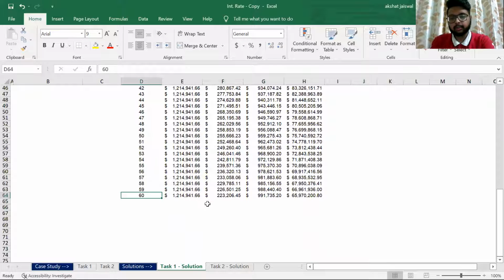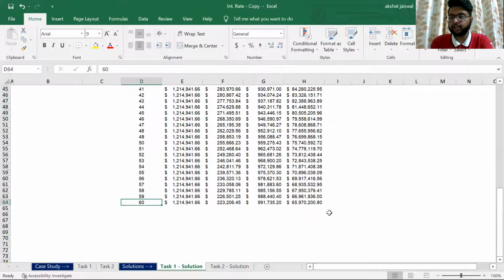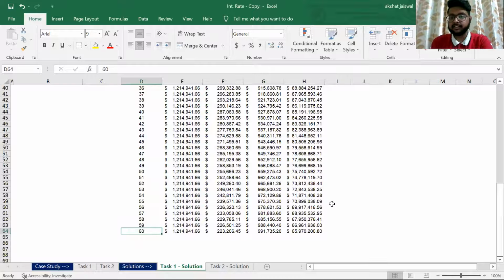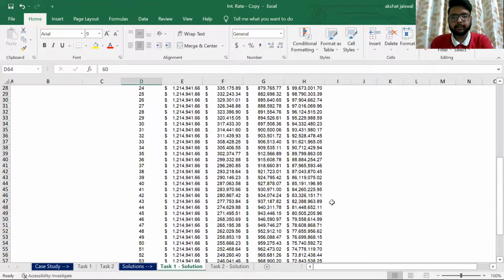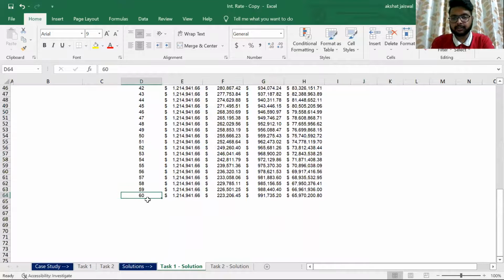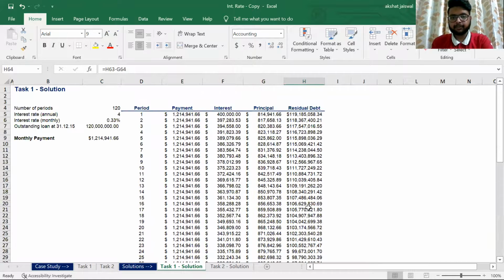Since we have been told to find it till 5 years, not 10. 10 years means it should go to 120 months, and your residual debt at the end of the 120th month will be zero. It has to be zero because by then you will have cleared your debt, right? But here they have asked us to calculate for 5 years, that is 60 months, and you can see that the value is still there. It's not zero because we have not completed our debt. We still have 5 more years to pay. Yeah. So this is your task one solution.